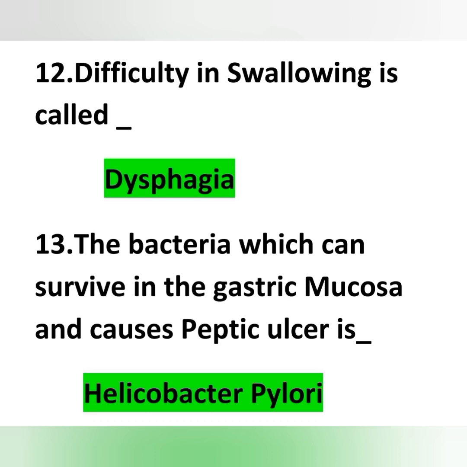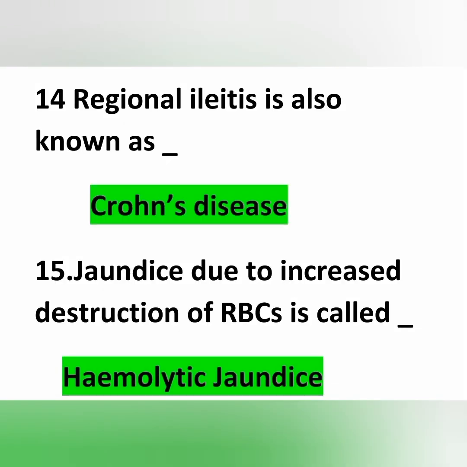And the next point, difficulty in swallowing is called dysphagia. And the next point, the bacterium which can survive in the gastric mucosa and cause peptic ulcer is Helicobacter pylori. That is, the infection causing peptic ulcer is due to H. pylori bacteria. And the next point, regional ileitis is also known as Crohn's disease.